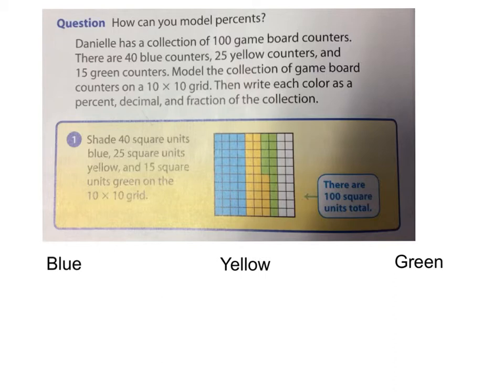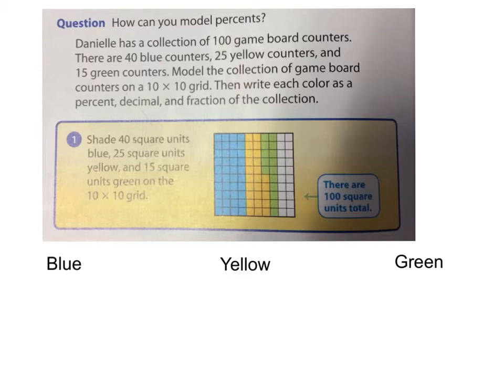How many should they color yellow? Shelly? 25. And how many did they color green? Arjun? 15. What I don't understand is why there are like 2 extra rows that are not colored, right? Because 40 plus 25 plus 15, does that equal all 100 of her counters? So there's 20 counters that we don't know what color they are, right?